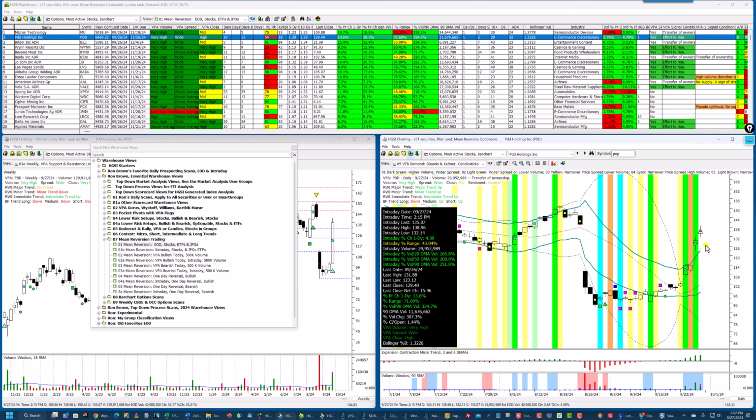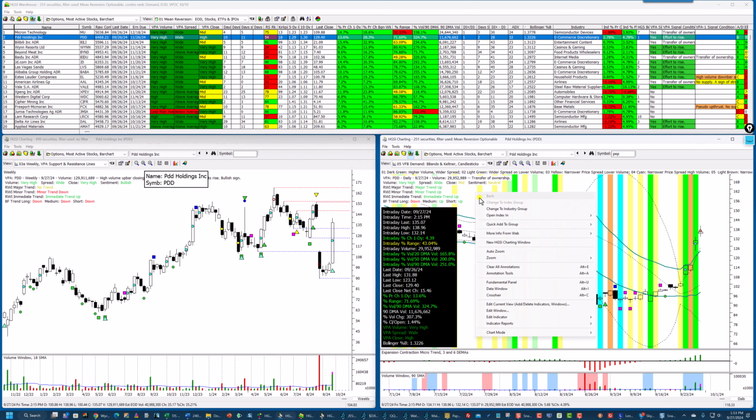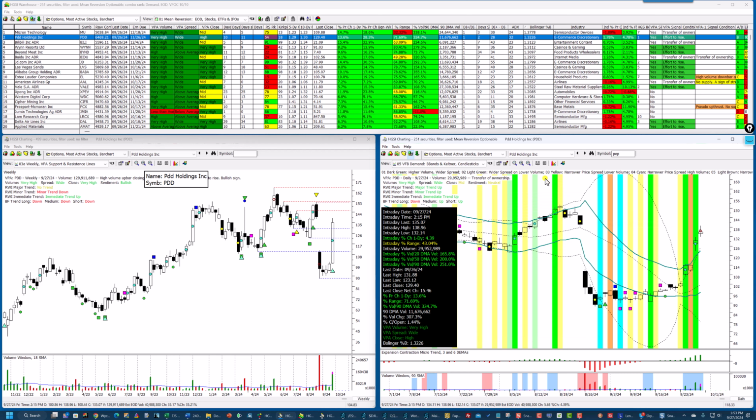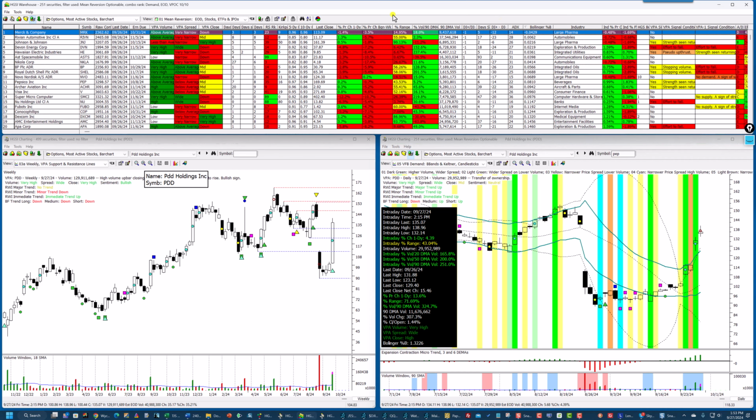Anyway, this could be another mean reversion trade to the downside. It's really gone too far too fast. Take a look over here at this candle. So I'm going to add this to the potential mean reversion trades. Now let's go to the other end of the spectrum here. And there's not going to be much here because this market's been so strong.